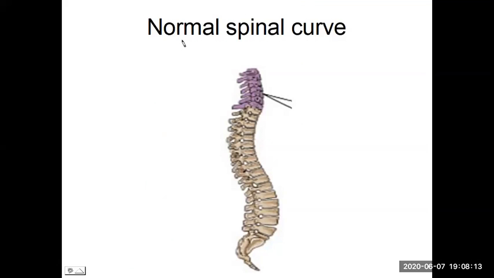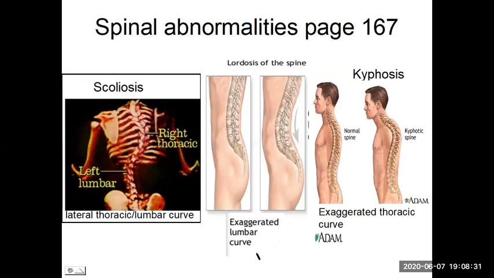Now we'll take a look at the spinal column. Viewing the spine from this lateral view, we can see that there are these natural curves to the developed adult spine. And in contrast, we'll talk about some abnormalities.